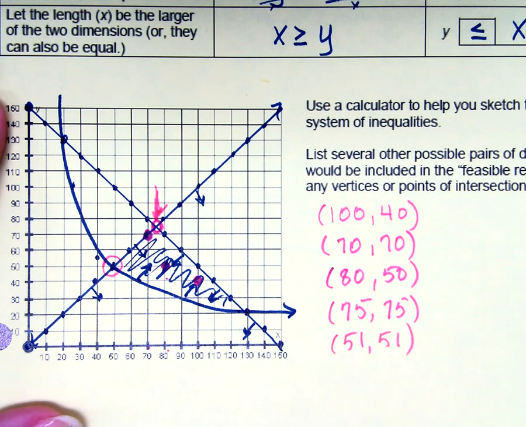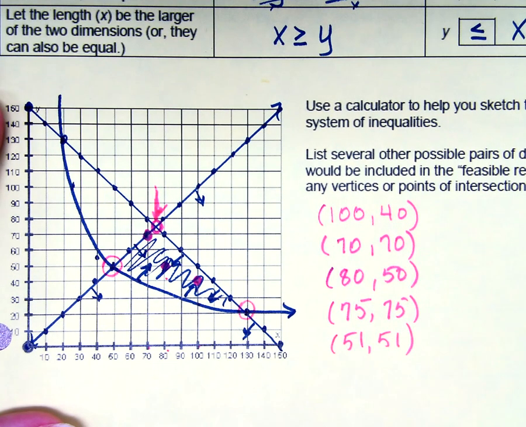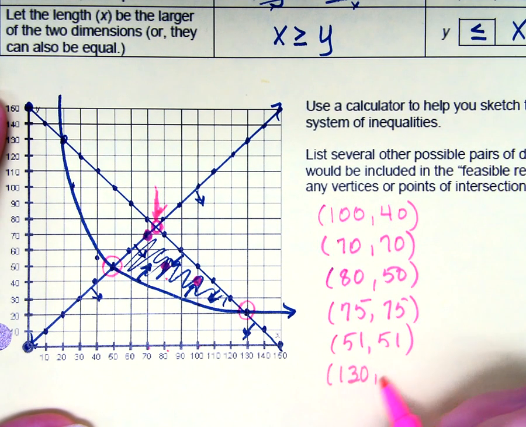And what's the last one that you think that I want to find? Yep, that one right there. Menu, analyze, intersection. 130, 20.